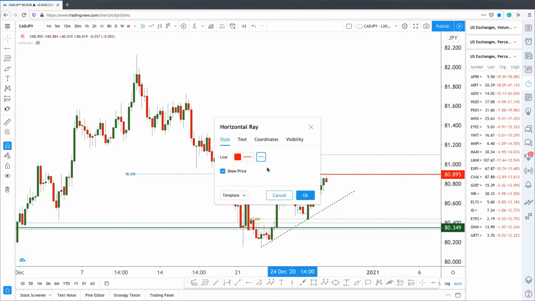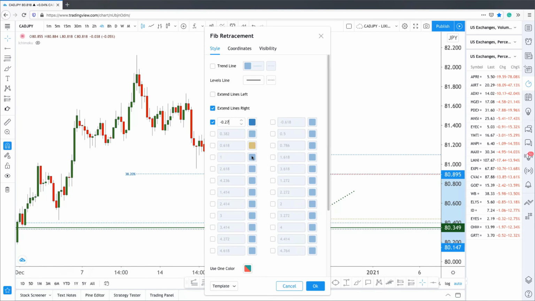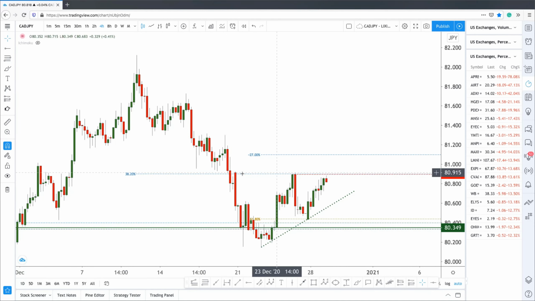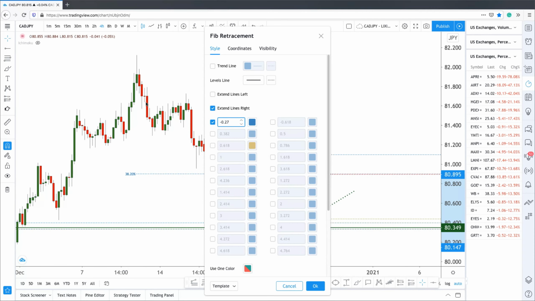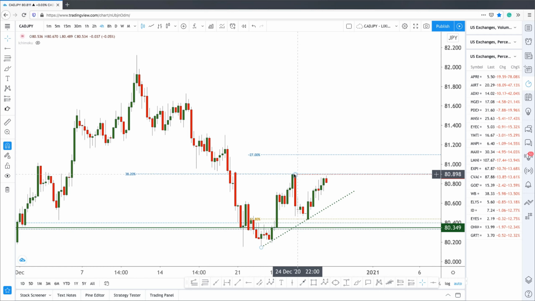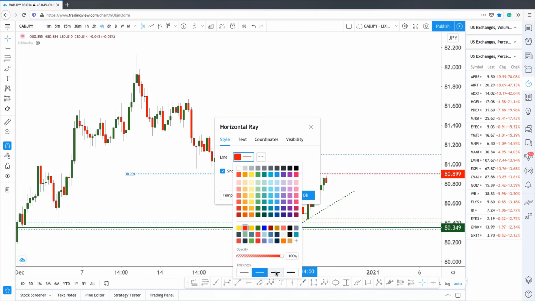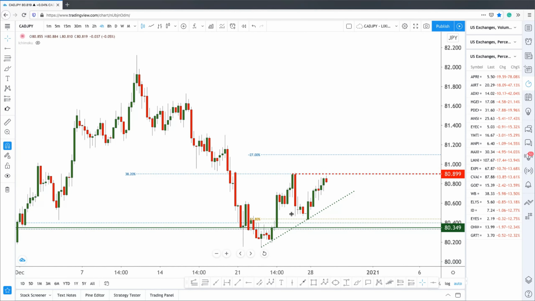I'll just put a dotted line because my overall direction is still bullish. Okay, so if prices break above, then yes, it could push higher, and mainly because negative 27 is higher as well. Let me just get this line. Okay, so I'm just going to put a dotted line because it's just a level to be aware of.